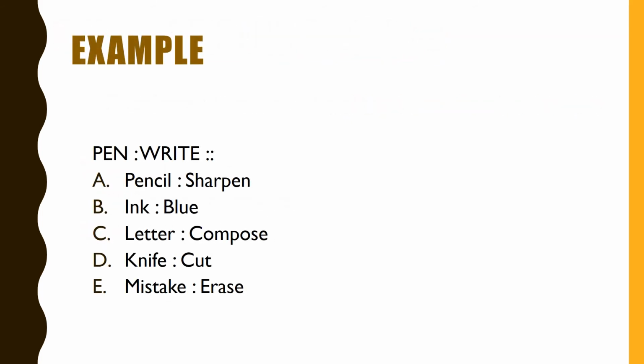Let's look at another example. The question is pen is to write, and the options are pencil is to sharpen, ink is to blue, letter is to compose, knife is to cut, and mistake is to erase. Now here, looking at the words in the question, we will be immediately drawn to options such as option A, B, C or E, as all these share some common purposes. But let's not jump into any conclusions without applying the strategies.